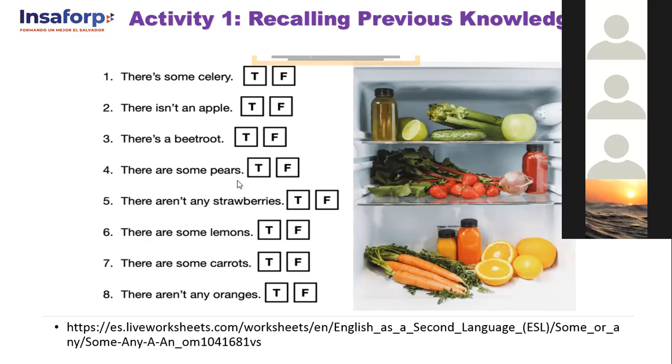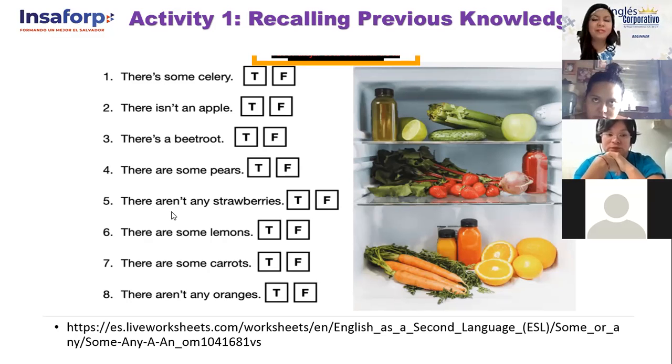Las peras, hay algunas peras. What are the pears? ¿A dónde están las peras? So, number four is false, okay? False. Yes, it's false. Very good, Jenny.